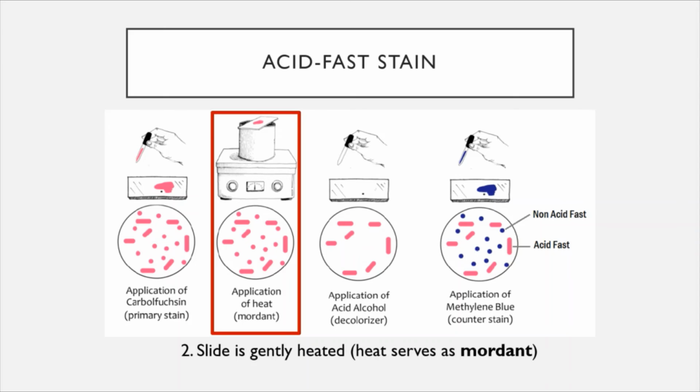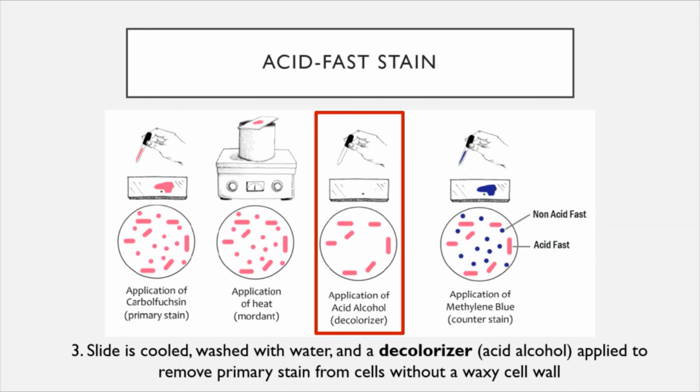So, in this case, the application of heat will allow the primary stain of carbol fuchsin to drive through the outer layer of cell wall, through that waxy substance, all the way into the cell membrane. After the mordant is applied, we once again decolorize. The slide is decolorized with acid alcohol, and this removes the primary stain of carbol fuchsin from cells that do not have a waxy cell wall, causing them to become colorless.